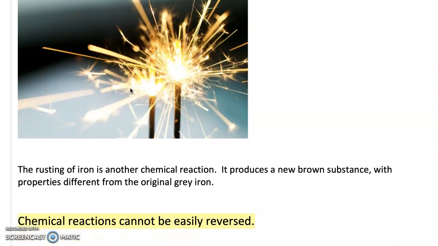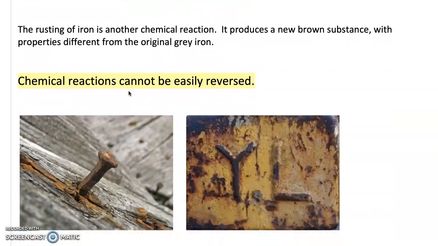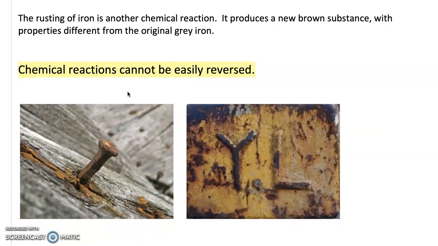The reaction also produces heat, light and sound when you burn a sparkler. Another example of a chemical reaction is the rusting of iron. So I can't reverse that. The big thing to remember with chemical reactions is they cannot be easily reversed, and in some cases they can't be reversed. But a physical change can be reversed.